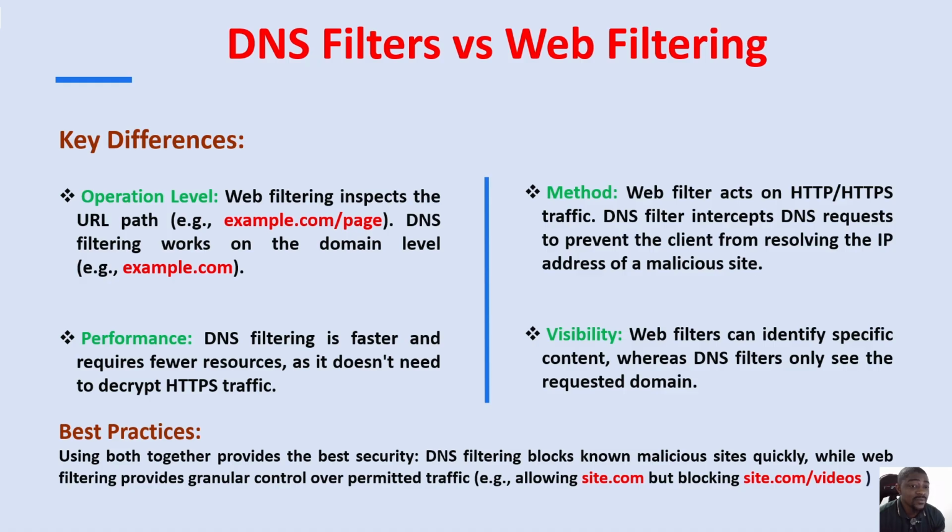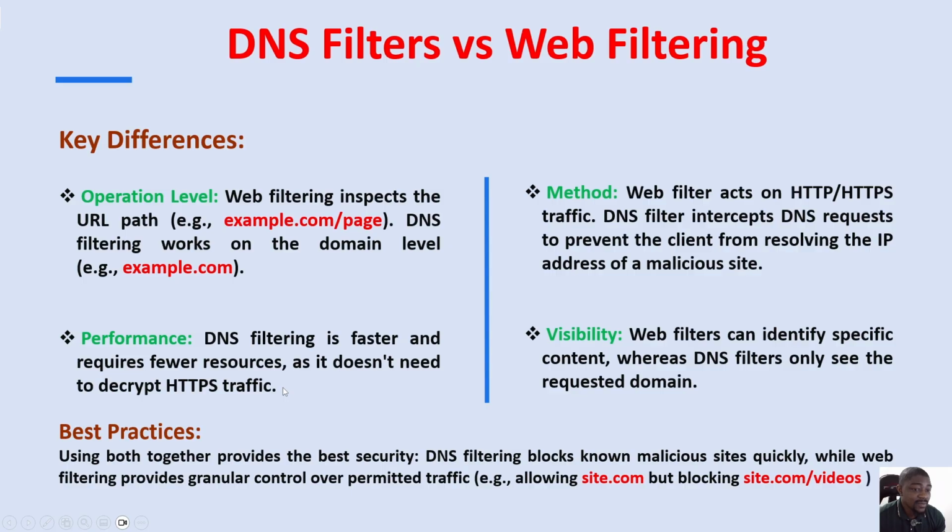The web content filtering inspects the URL path. URL path here means anything that you put in the URL search tab, so for example example.com slash any other information. This is what web filtering would inspect, while DNS filtering works only at the domain level. So if you use DNS filtering, you will only be filtering the domain, but not the entire URL. So this is the first point, operational level.